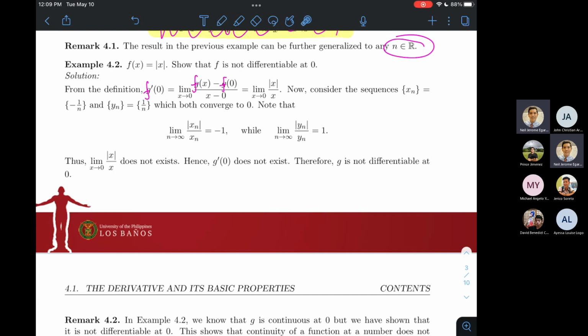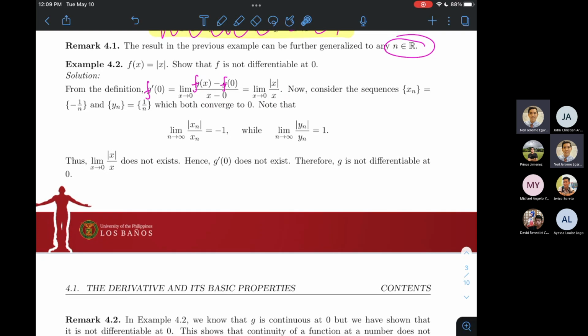But let's plug in or let's simplify the argument of the limit. F of x is the absolute value of x. Tapos f prime of 0, we plug in 0 here, we get 0. Then the denominator is simply x. So basically, testing the differentiability of f at 0 boils down to checking if this limit exists. Okay? Tapos, feeling ko na kagad na hindi mag-exist yung limit na yan. So gagamitin ko yung sequential criterion for the limits.